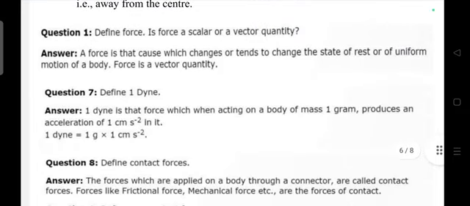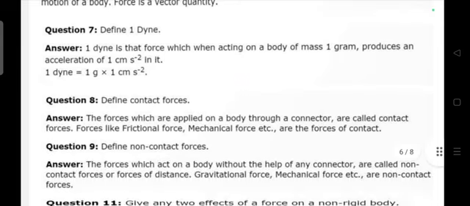Next, define force. Is force a scalar or vector quantity? What do you mean by force? A force is that cause which changes or tends to change the state of rest or uniform motion of a body. Force is a vector quantity. Define one dyne. One dyne is the force which, when acting on a body of mass 1 gram, produces an acceleration of 1 centimeter per second squared in it. 1 dyne is equal to 1 gram centimeter per second squared.